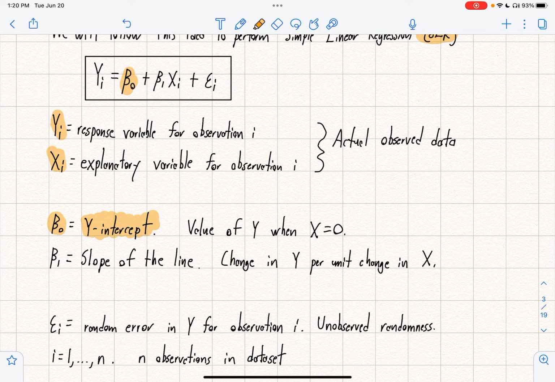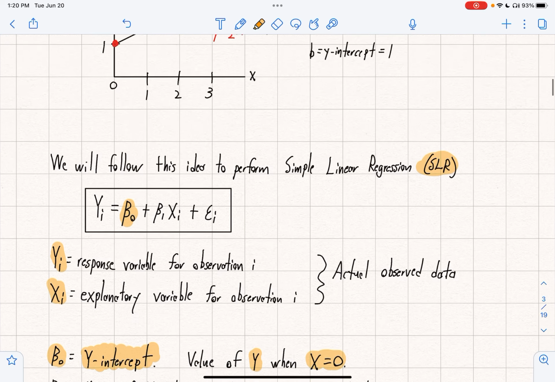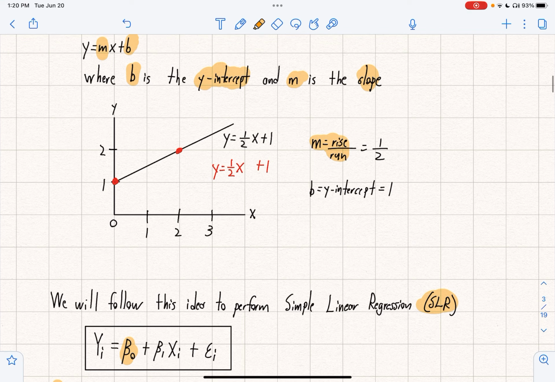So we can interpret that as just the value of y when x is equal to 0. Right? If we go back up to this example, the value of y when x is 0, so when x is 0, the value of y is equal to 1. So that's why our y-intercept was 1.